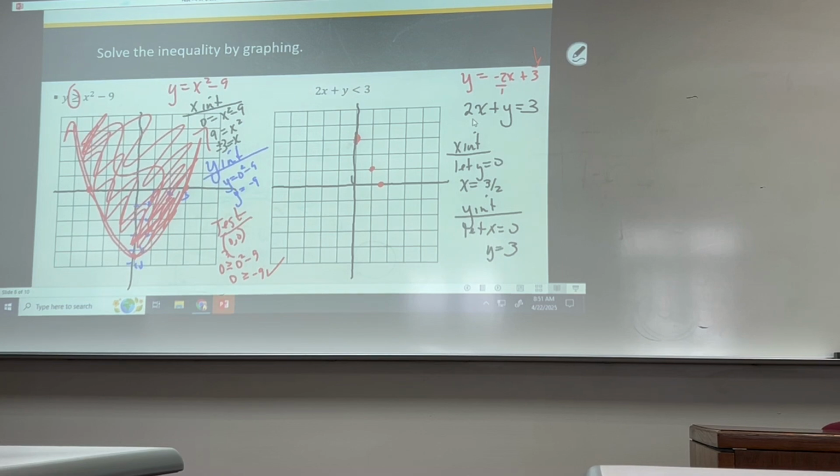So I'm gonna draw the line, but I'm gonna check my inequality first. Do I make the line solid or dotted? Or dashed? Dotted, right? Because it's not greater than or equal to, less than or equal to, so I'll make it dashed. Okay. So here's the line dashed in.